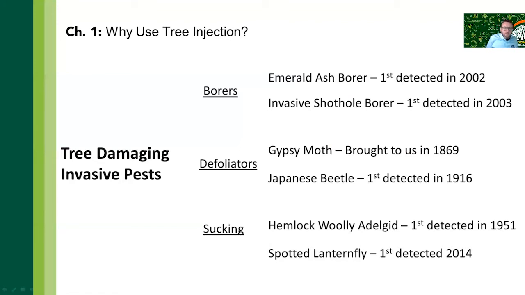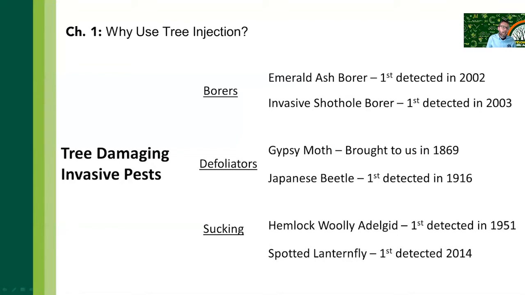And then finally, one of our newer sucking insects is spotted lanternfly, which was first detected in 2014 in Pennsylvania. So this is one of these pests that itself is probably not going to kill a tree, but it is a big issue when it comes to aesthetics. It creates a lot of honeydew, and then it can weaken a tree that will bring in other pathogens that might end up killing the tree overall.